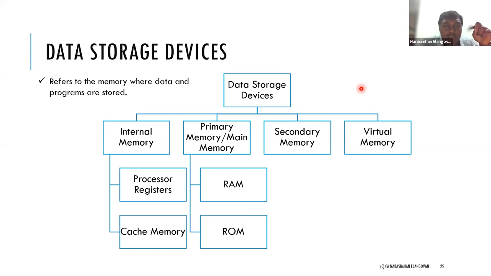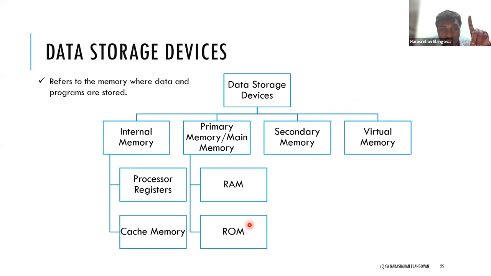ROM is a read-only memory, which is again a primary memory. It is the place where the boot sequence is defined. And what is a boot sequence? The moment you power on your system or your laptop, what is the first step, second step, third step? Those are defined within the ROM, right? I hope it's clear. RAM is a volatile memory.